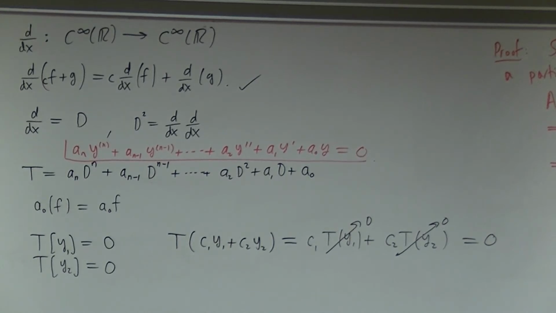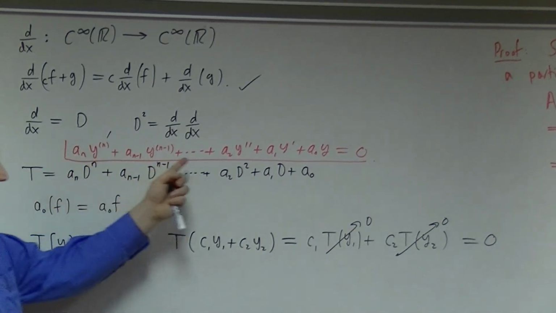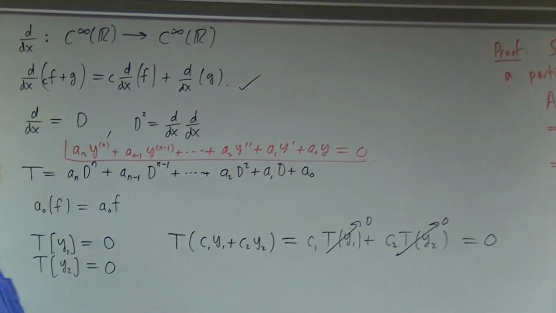Actually, if you really think about it, these a_n through a_0 don't just have to be numbers. They could just as well be functions. It doesn't really change anything. And that, folks, is the nth order linear ordinary differential equation, which we solved in 334.